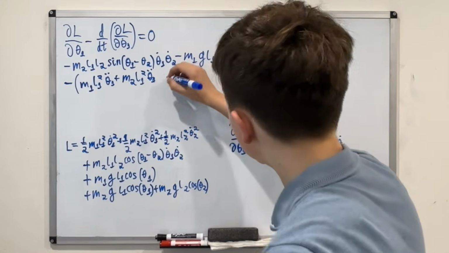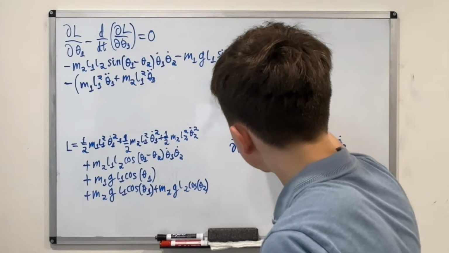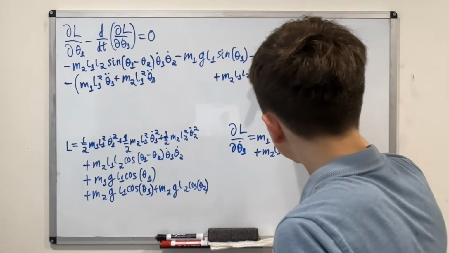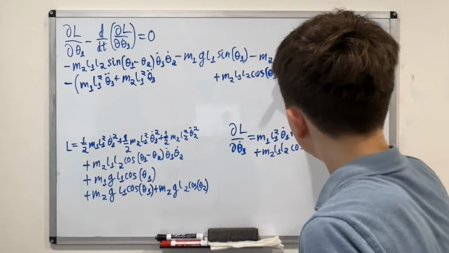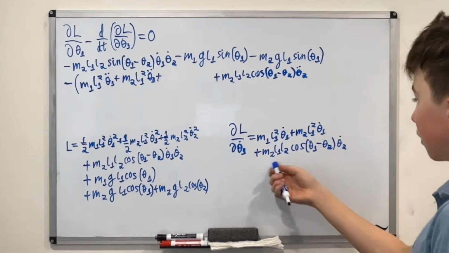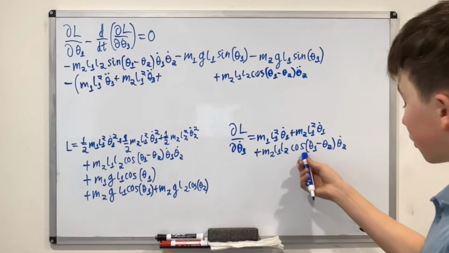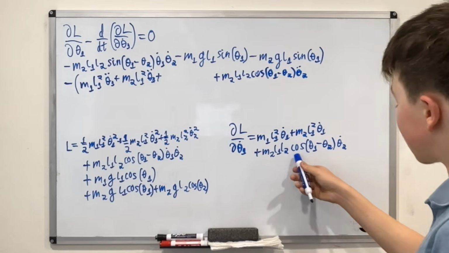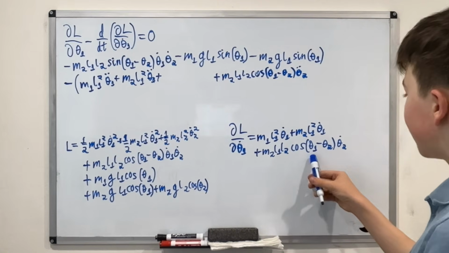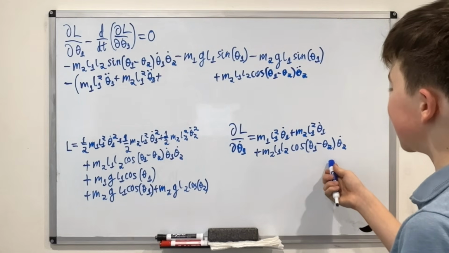So we're going to have some term which we're about to work out, and then we're going to add M2 L1 L2 times cosine theta 1 minus theta 2 times differentiating theta 2, we're going to have theta 2 double dot. And then here, we're going to differentiate cosine theta 1 minus theta 2 with respect to time. And so here, we're going to use the chain rule. So we take the derivative of the outside with respect to the inside. So that's going to be negative sine of theta 1 minus theta 2. And then we'll multiply that by the derivative of the inside with respect to time, which is going to be theta 1 dot minus theta 2 dot.